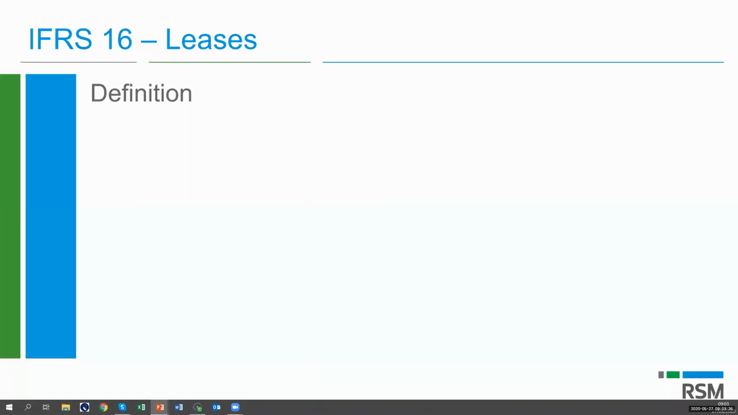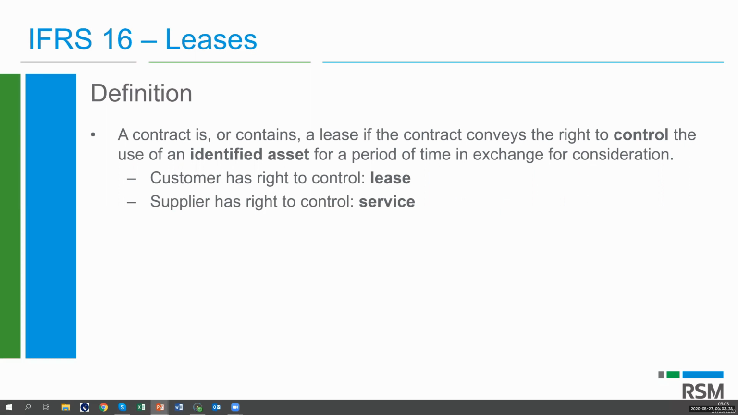So just looking at some of the definitions. Firstly, when does a contract contain a lease? Very importantly, a contract is a lease where it conveys the right to control a specific asset, being an identified asset, for a period of time in exchange for consideration. Again, the principle of control is very important here. We see that more and more now in the different IFRS standards, and once again we see it in this one. So it's the right to control an identified asset in exchange for consideration.